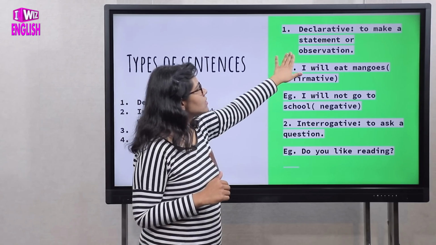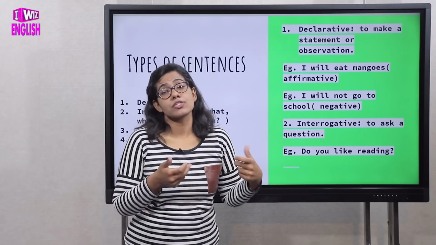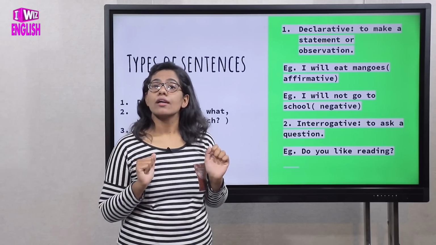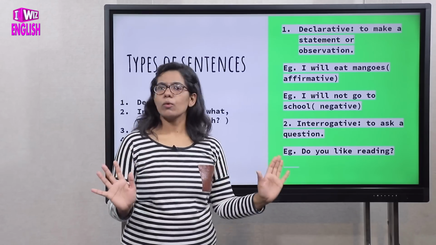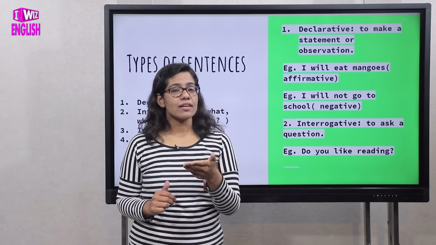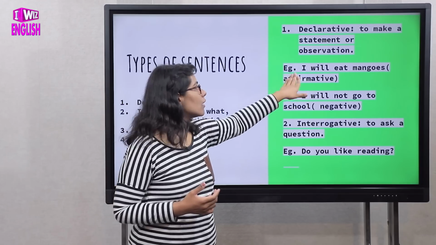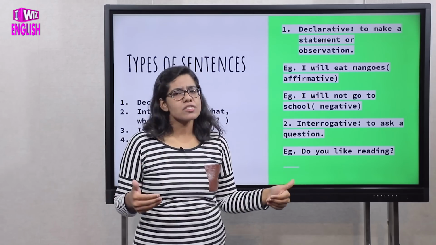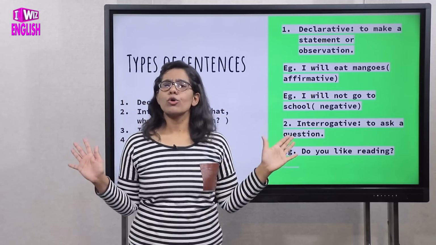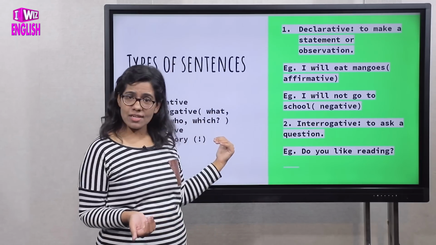First, we have declarative. In declarative sentences, you will always declare something. You will make a statement. It can be positive or negative. Let's say, I am going to study. That's a statement, right? You're declaring that, okay, I'm going to study. And here we have, I will eat mangoes. Like I said, you can have two kinds of declarations, either positive or negative. I will eat mangoes is an affirmative, a positive declaration. Then, I will not go to school. I will not study. It's negative, right? So it will come in negative declarative sentences.